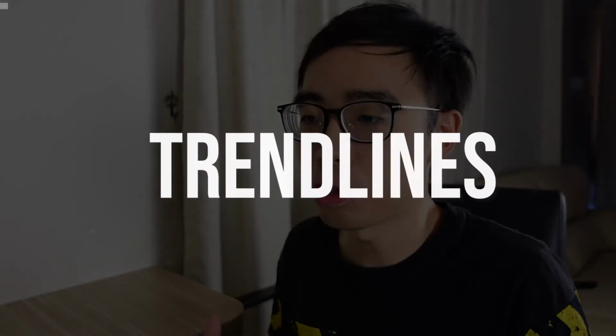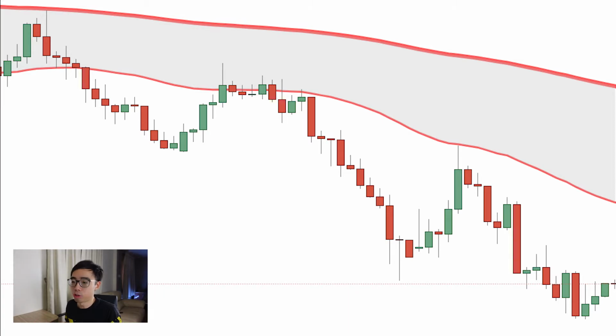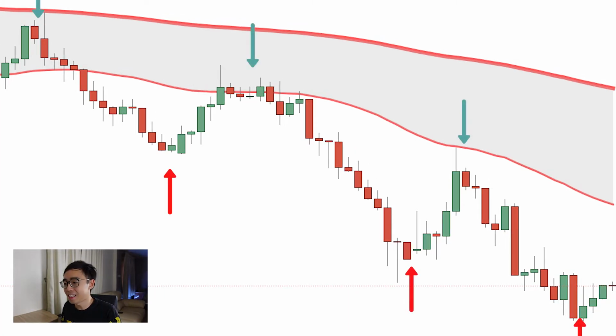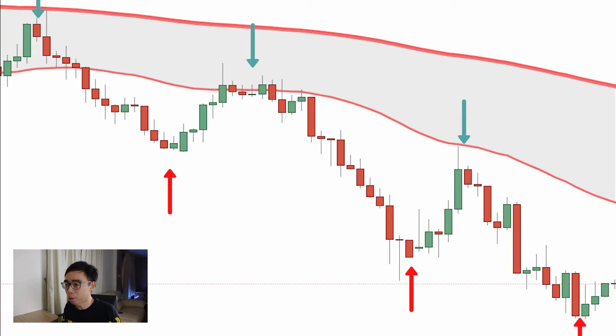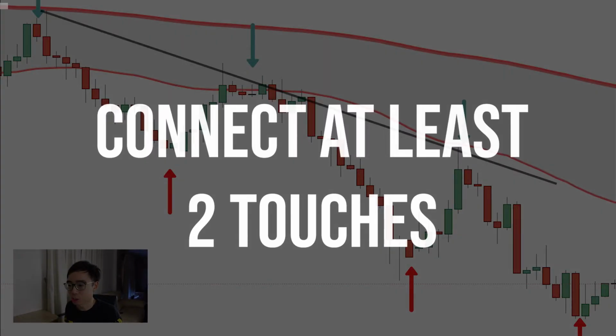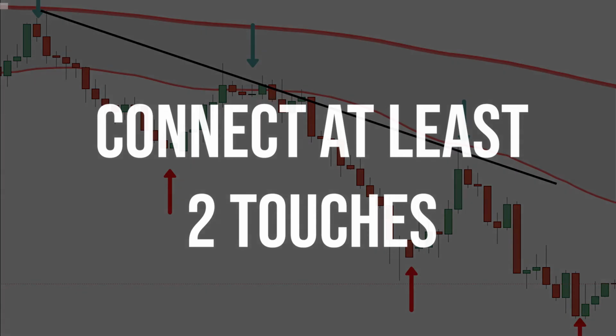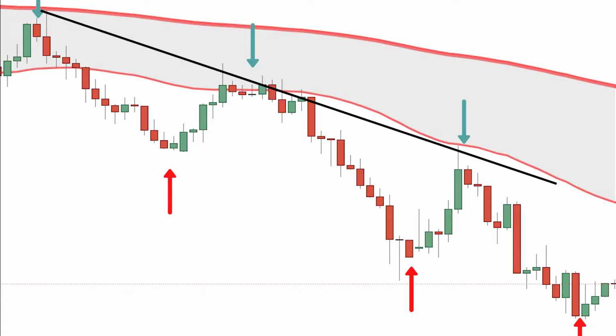I personally use trend lines. How do you draw a trend line? Let me show you an example. Identify the previous major highs and lows. We want to find the points that can connect at least 2 touches. Then you draw a line to connect all these touches, and now you have your trend line.